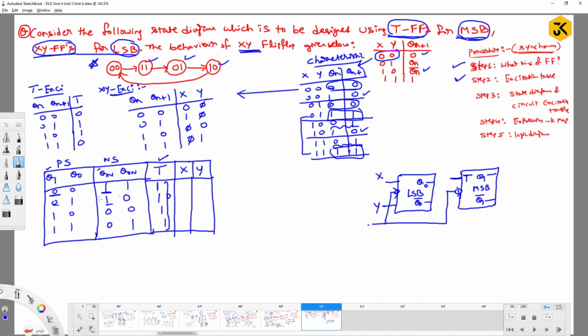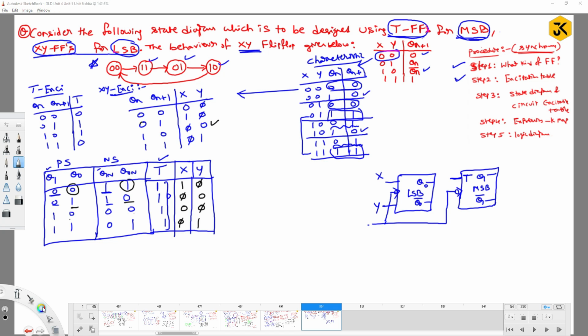What about the XY? For the 0 1 case, you have to write 1 pi. For the 1 0 case, you have to write pi 0. For 0 0, you have to write 0 pi. For 1 1, you have to write pi 1. That's it.